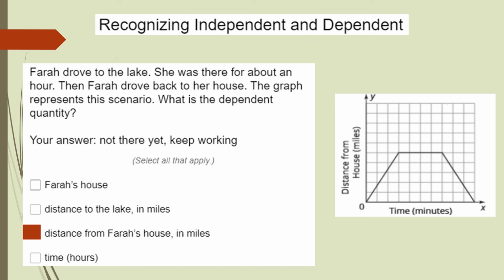Now looking at the graph, you're starting at 0, and the line increases from left to right. So this is where she's driving to the lake. She stays at the lake, so you see a horizontal line for a number of minutes, and then she leaves the lake and heads back to her house. So the line goes back down, which is decreasing. So it matches this real world scenario.